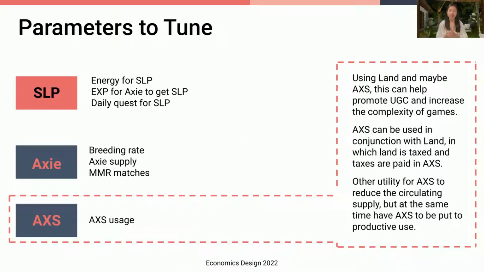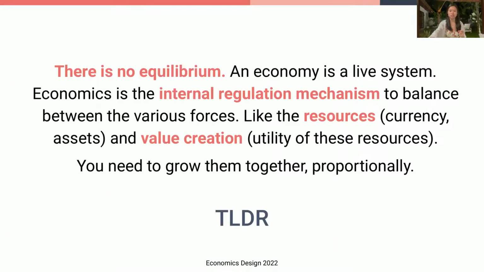And lastly is your AXS. The main parameter for AXS is the AXS usage. Right now, the main utility is to stake AXS for governance and to get returns in AXS. So with land, the availability of land, maybe they could potentially use AXS to help with promoting UGC or to help increase the complexity of games. That is very important because when we're talking about value creation, we also want to talk about long-term value generation in the system. So AXS can be used in conjunction with land, and land can be taxed and paid in AXS, for example. Then there are also other utilities that should be thought about to reduce the circulating supply or to create sinks for AXS.